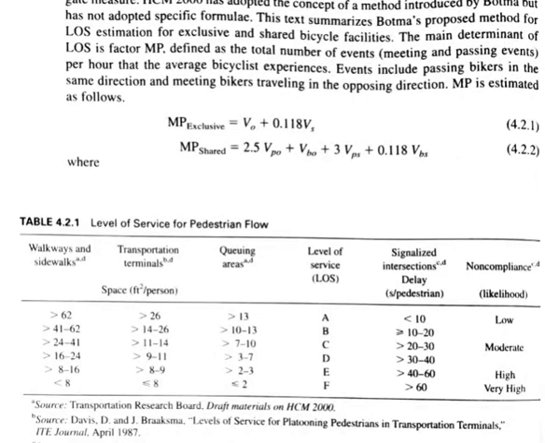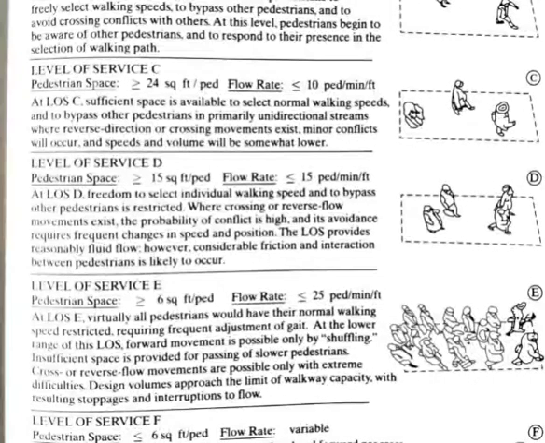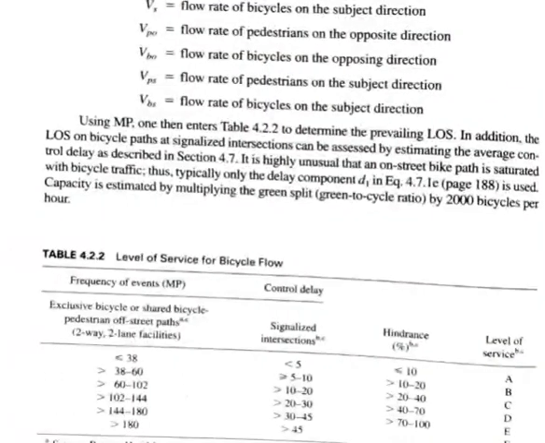Using this MP, the total meeting and passing maneuvers in one hour, one then enters the table to determine the prevailing level of service. So you have to obtain the values of VO, VS, VPO, VBO, VPS and VBS, and then substitute these in the equations to get the value of MP, and based on that the level of service of the bicycle flow can be obtained. So we will be dealing with the table also. Here is the level of service for the pedestrian flow, which we have already discussed, and this is the level of service for the bicycle flow.